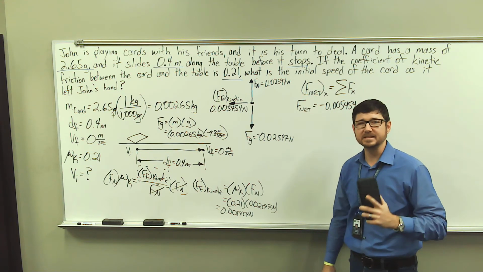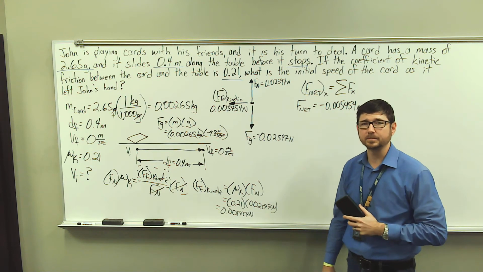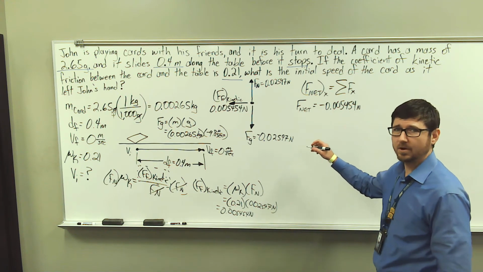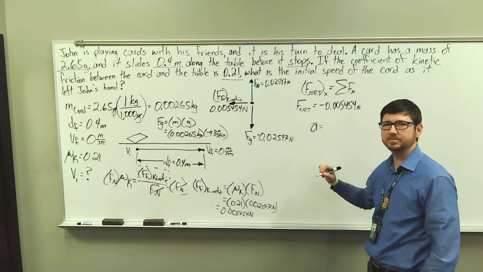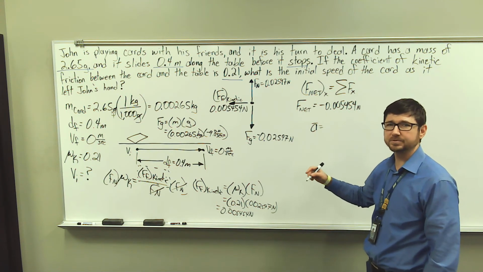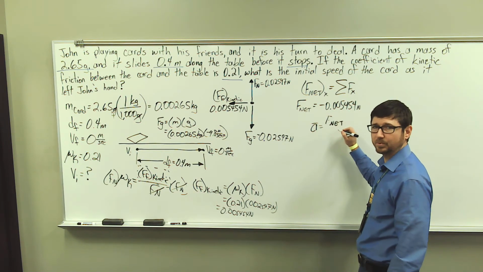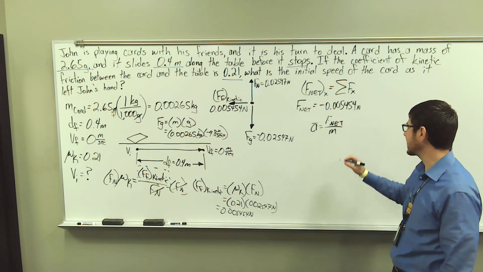And since we know the net force applied to the object, we can calculate the object's acceleration. And remember that the acceleration vector and the net force vector are always going to point in the same direction. So we can use Newton's second law of motion here. It tells us that the acceleration of an object is directly proportional to the net force applied to the object and inversely proportional to the object's mass. So F net divided by mass.